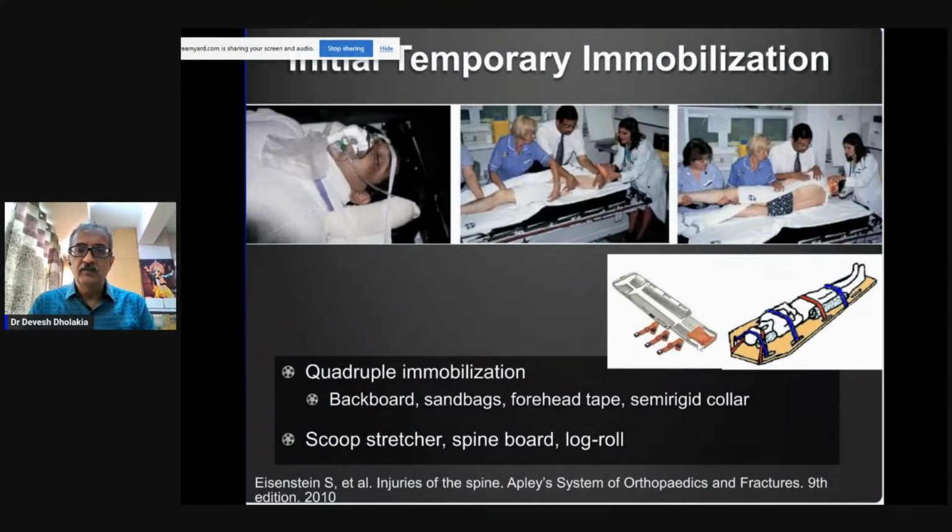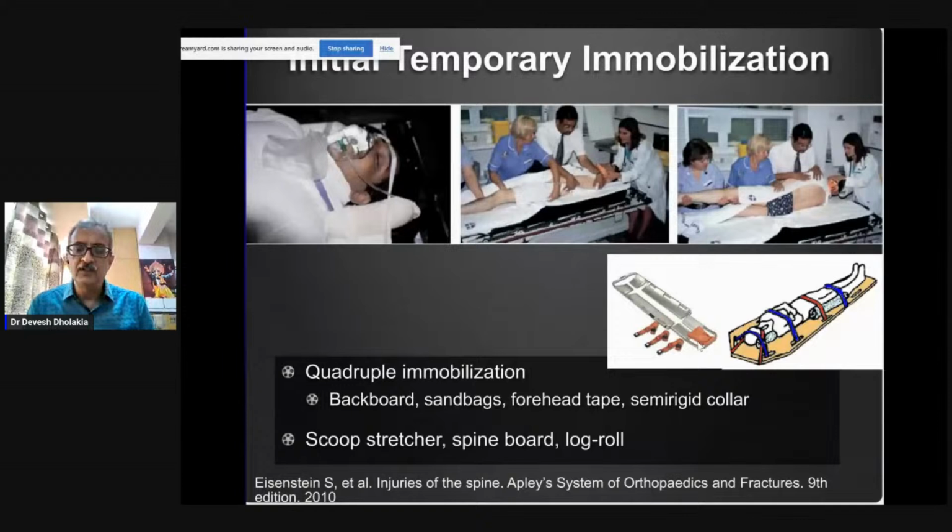So the most important part for the layperson or for any person is the initial temporary immobilization. As said in the beginning, an incomplete injury can become complete while you're transporting the patient from the site of the injury to the hospital. So it's very important when you lift up the patient, it has to be as a single piece. Put him on a hard board, not the sagging type of board or a cloth type of stretcher, but a hard board, so it immobilizes the spine.